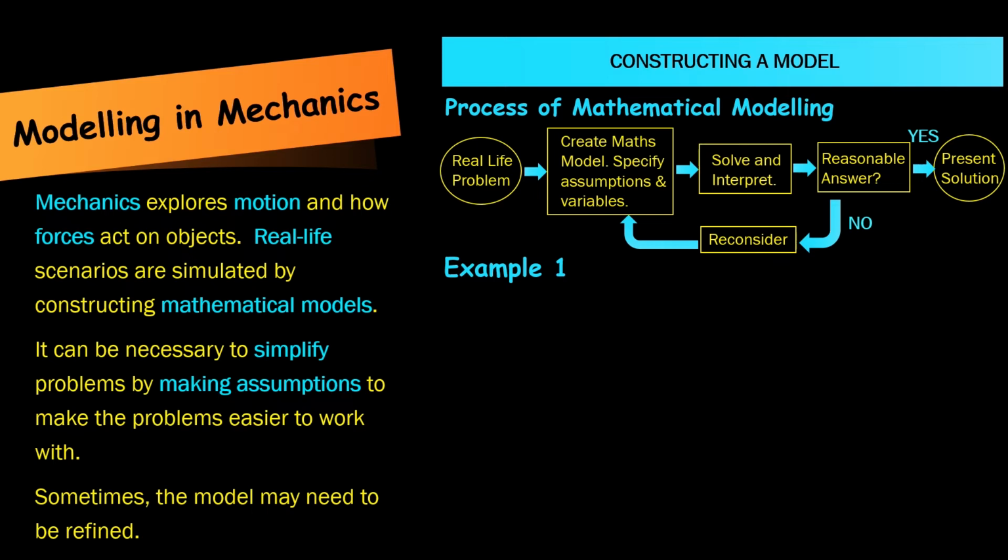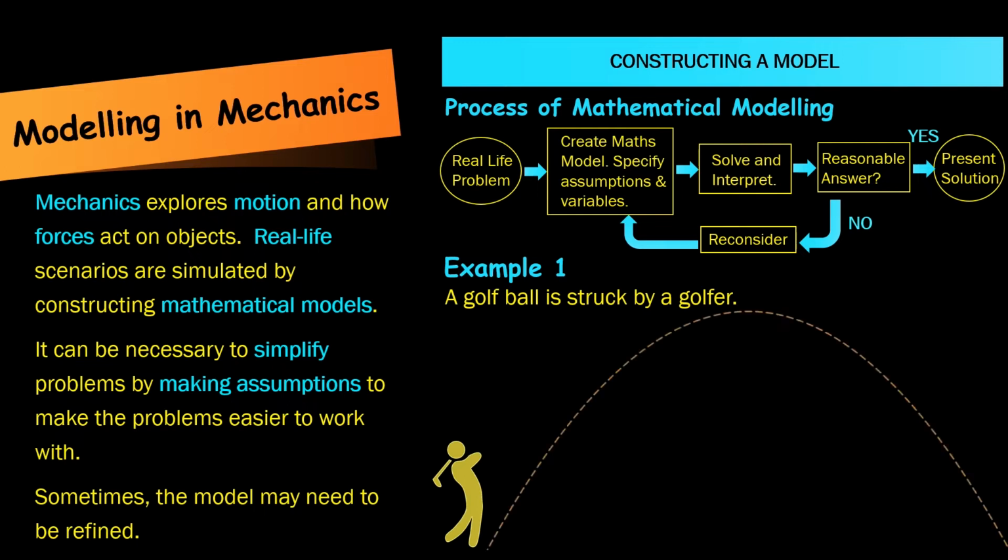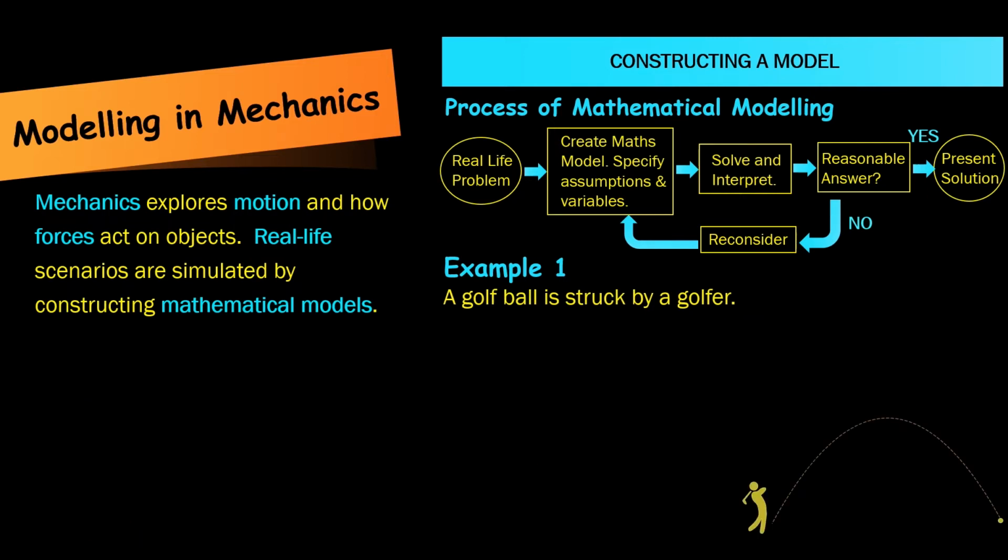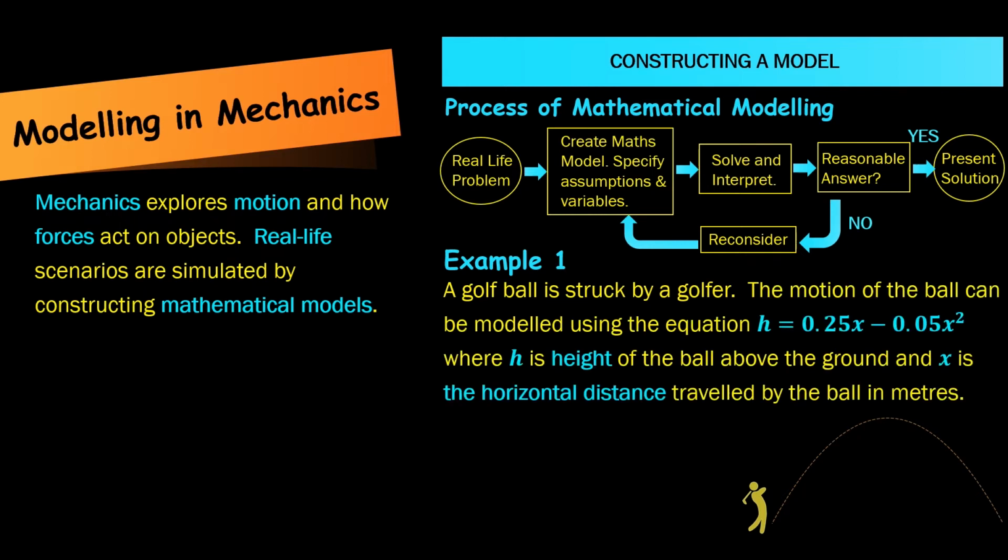Let's now take a look at an example. A golf ball is struck by a golfer. It takes the form of a parabola, as you can see. The motion of the ball can be modelled using the equation h equals 0.25x minus 0.05x squared, where h is the height of the ball above the ground and x is the horizontal distance travelled by the ball in meters.